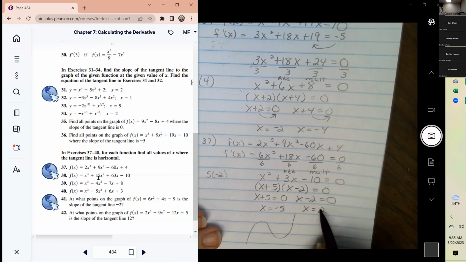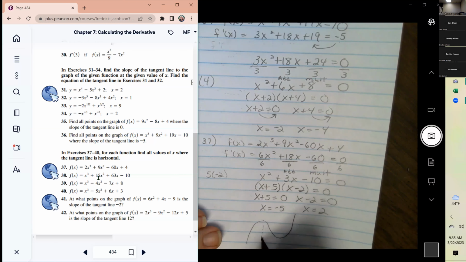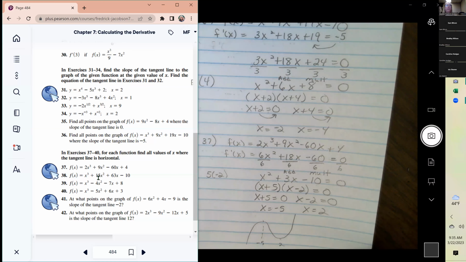And there's 2 answers, which means there's a high and a low. The one is at -5. The other is when x is 2. And so you can find out where your highs and lows are by taking the derivative and set equal to 0. Any questions on that? That's where your tangent line is going to be horizontal.